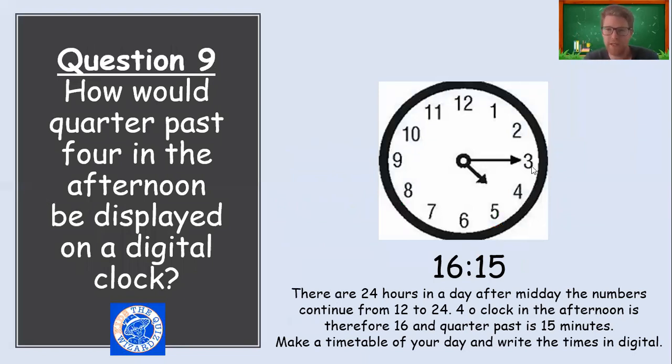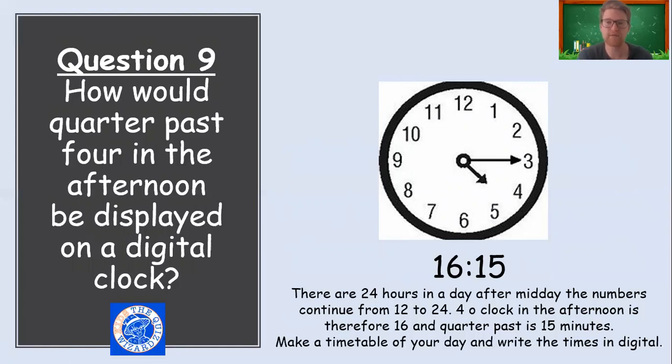So I've shown you it here on analog. You'd have 4:15, the big hand at the 3 and the small hand just past the 4. But in digital time, it would be 16:15. There are 24 hours in a day. And after midday, the numbers continue from 12 through to, well, 23.